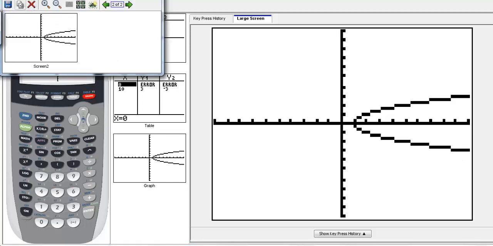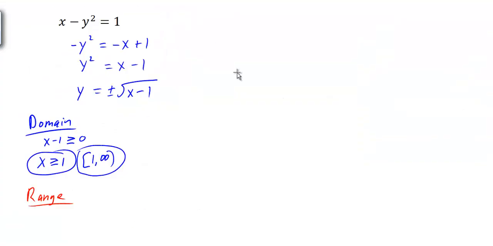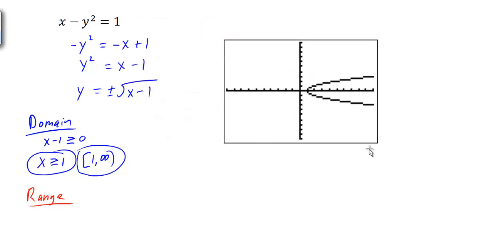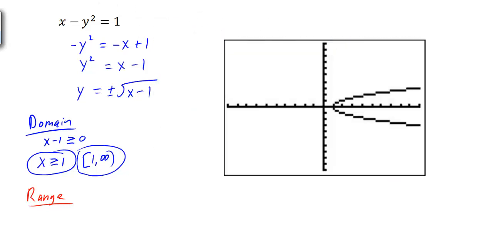So again, I'm going to copy this. And if we look at the graph, once again, this is negative 10 to 10. And looking at the graph, we can see that the smallest x value that we have is right here at 1, and then it goes all the way over here, continuously going to the right, so it's going to infinity. So our domain is correct.